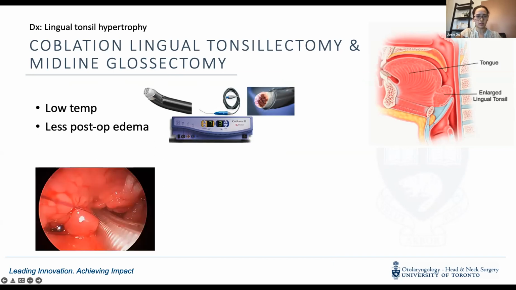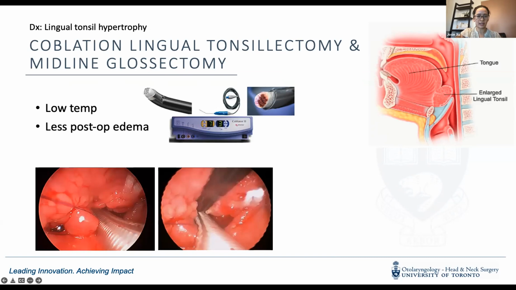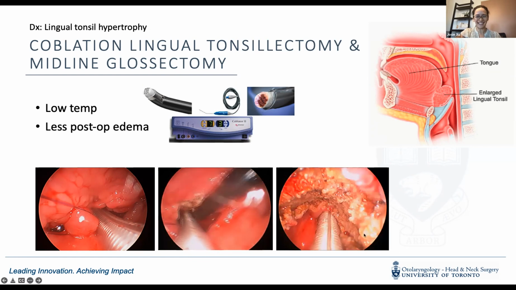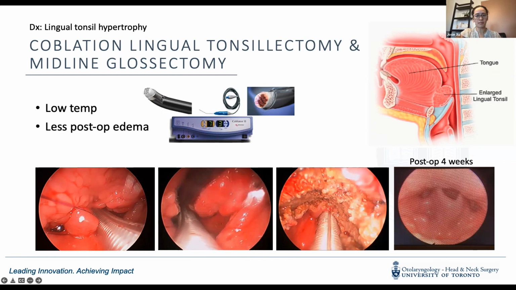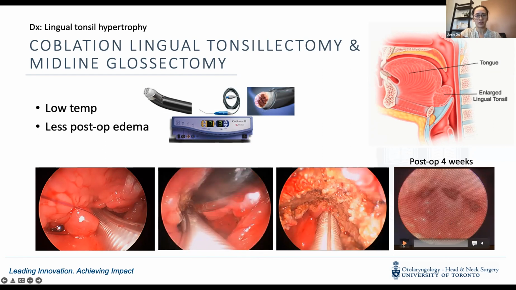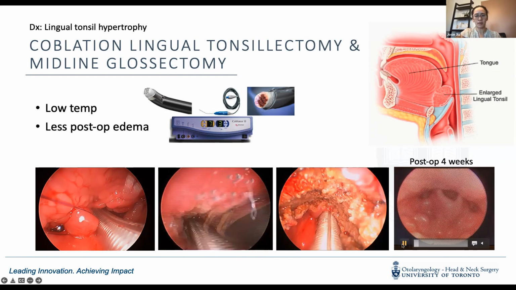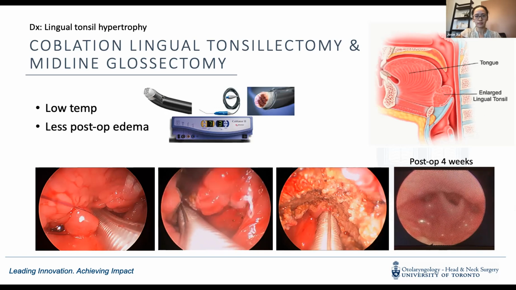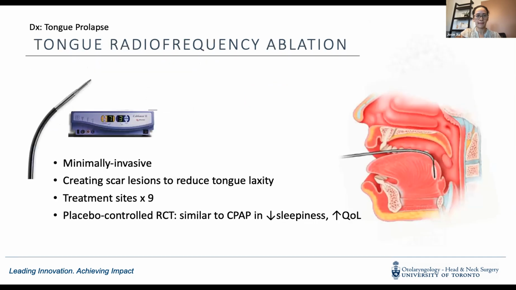And so here's an example of what it looks like intraoperatively. We basically go in with the coblation and take down a lot of the tissue. It looks a little bit messy at the end of the surgery, but at post-op, the patients recover quite well and certainly have a much more patent airway than they did previously compared to the first.